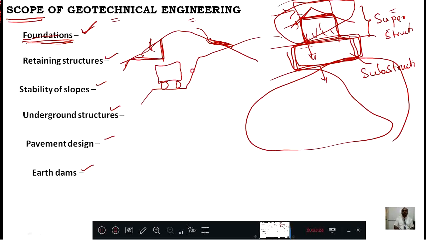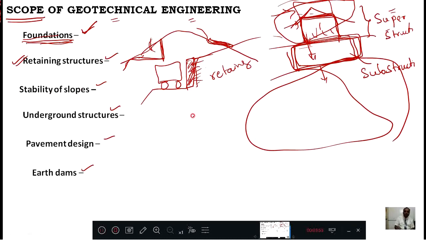Now there is a tendency that this soil may fall down. Therefore you construct a wall here. This wall is called a retaining wall. Why is it called retaining? Because it is retaining the soil, controlling the soil from falling down from here to here. Therefore it is called a retaining structure. That also comes under geotechnical engineering.